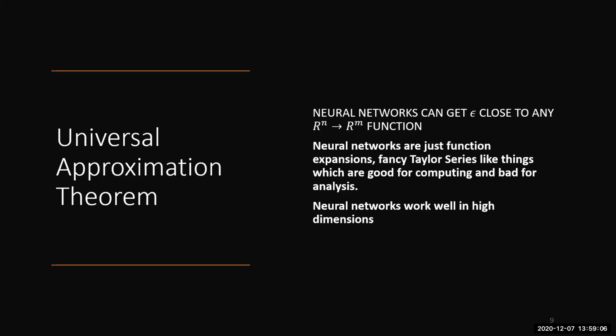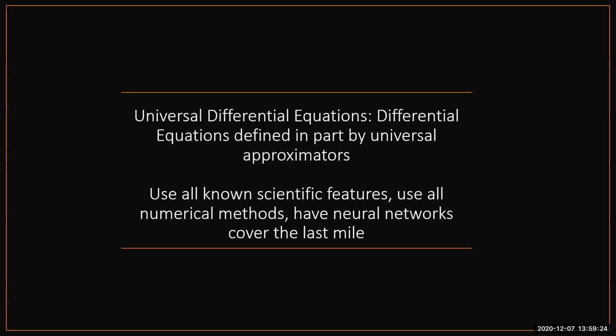But it turns out that a neural network is a really nice way to do this in very high dimensional spaces. So you can represent missing functions, functions that you don't know about, as problems where you now just have to find a discrete number of parameters to represent that function, and we can then use this to do all sorts of interesting things. And so the universal differential equation is just a differential equation which is defined in part by universal approximators.